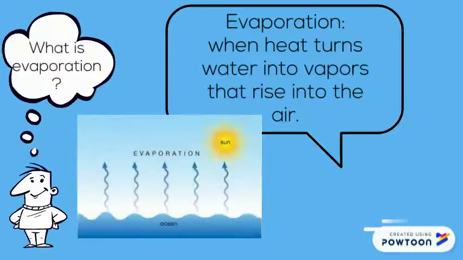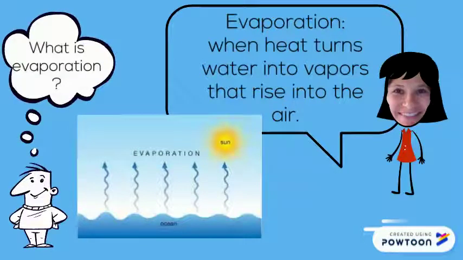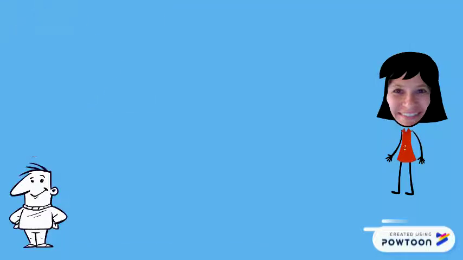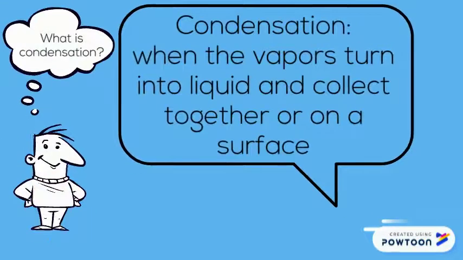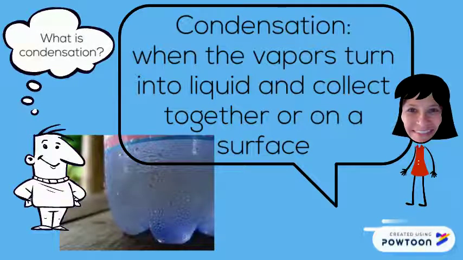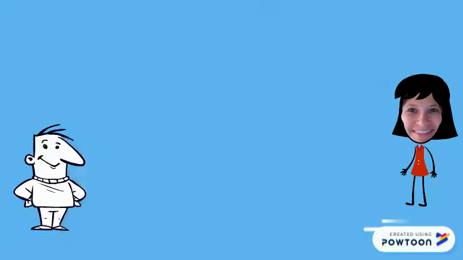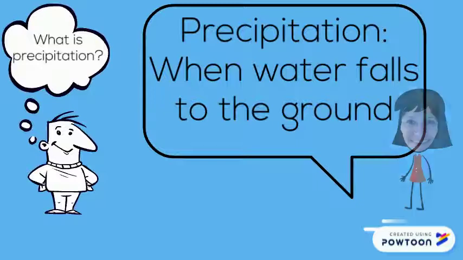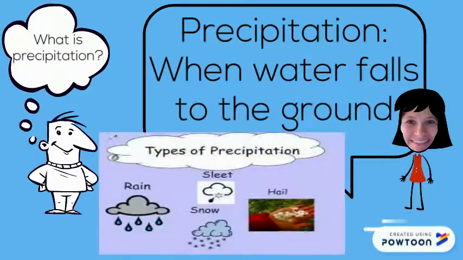Now we'll talk about the parts of the water cycle. Evaporation is when heat turns water into vapors and those vapors rise into the air. Water can be evaporated from bodies of water or even from plants. Condensation is when water vapors turn into a liquid. That liquid can collect together to form a cloud, or the liquid can stick to a surface. Precipitation is when the water falls to the ground.